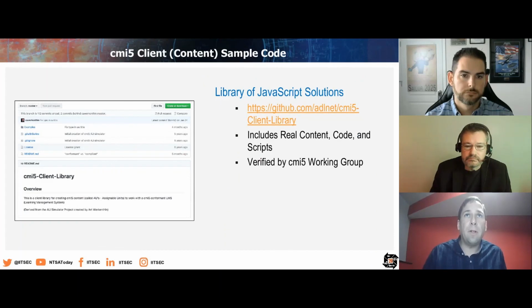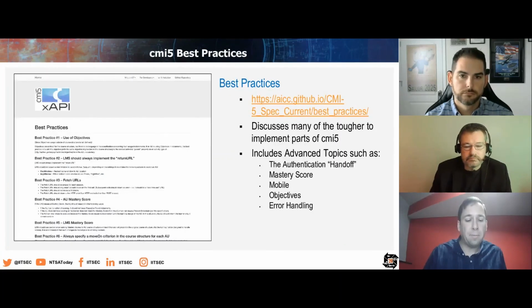Again, here we've already used this a lot. This is the client library, so this is a link to that and another screenshot of that. Again, all these are going to be available in the bibliography. Now, next are two of my favorite resources of the cmi5 working group.